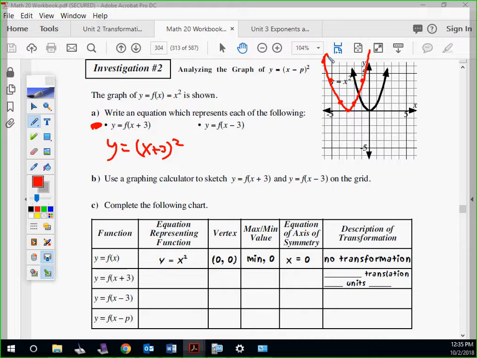It's opposite for horizontal movements. The reason, and this is what you should understand from your last unit, is it's what makes the inside 0. What makes the inside 0 is a negative 3. Negative 3 plus 3, right? So if I'm doing a negative 3, that makes the inside 0, and that means left 3. That moves the graph left. Then conversely, you can see the x minus 3.